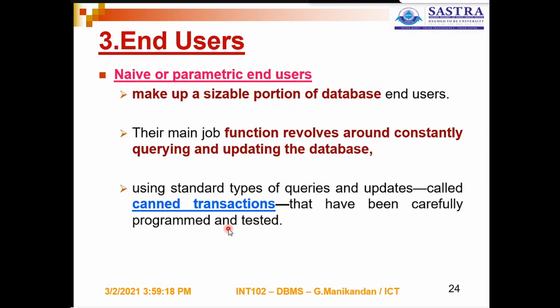They are going to repeat the same operation again and again. Another familiar example is the railway reservation clerk. What operations are performed by the railway reservation clerk? Only two operations: either booking or cancellation. Apart from that, they are not going to perform any other operation. These types of users are called naive or parametric end users.